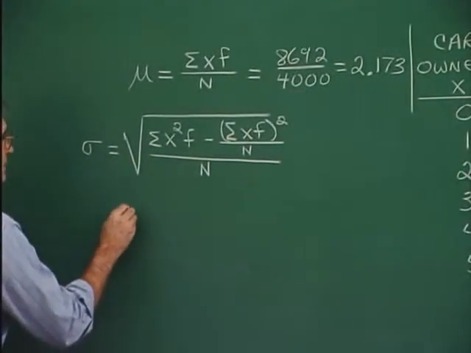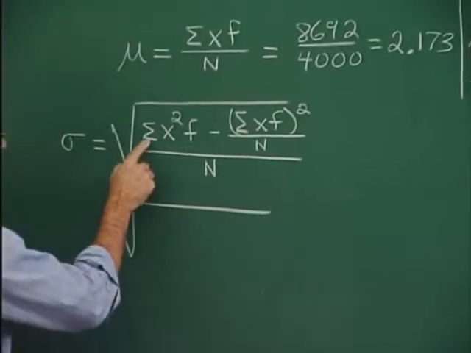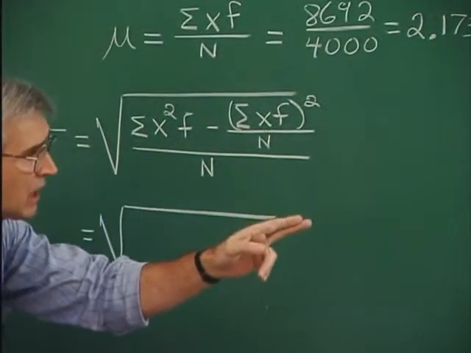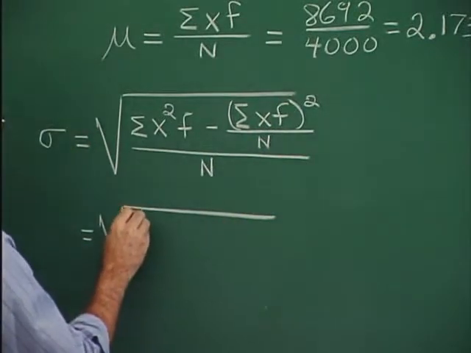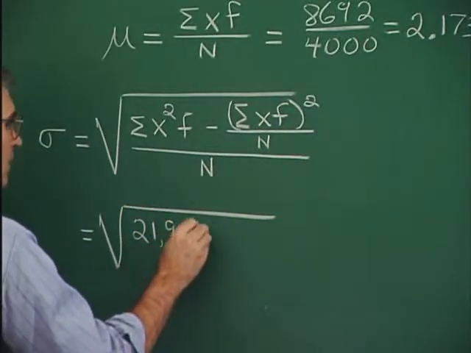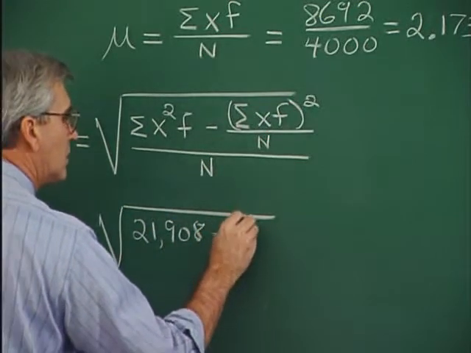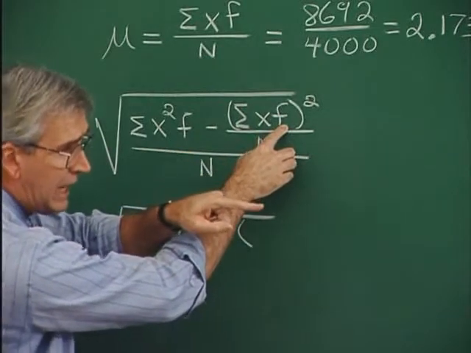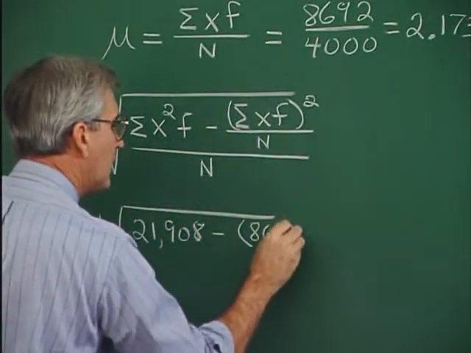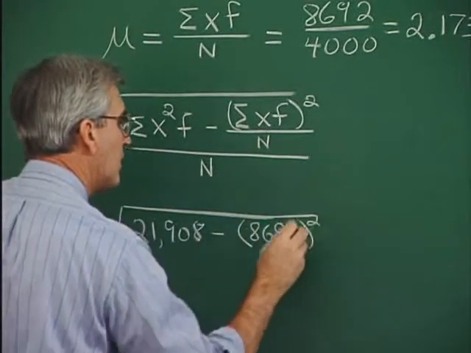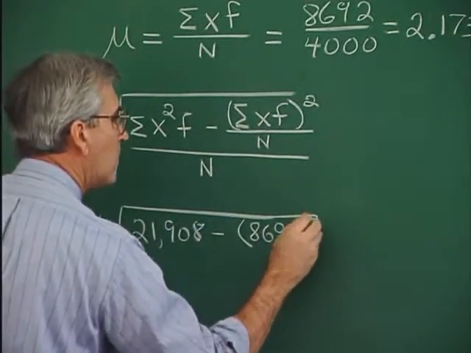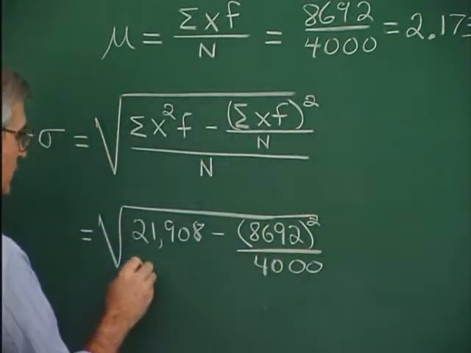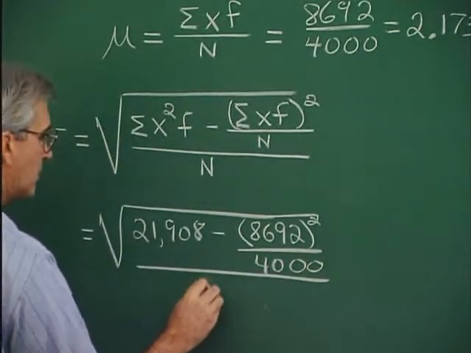So we have the square root of the sum of x squared f, and I'm reading over there the sum of the x squared f column, 21,908. And then minus the sum of xf, the sum at the bottom of the xf column, 8692, and this value is squared. This is over n, which is 4,000. And all of this is over 4,000.